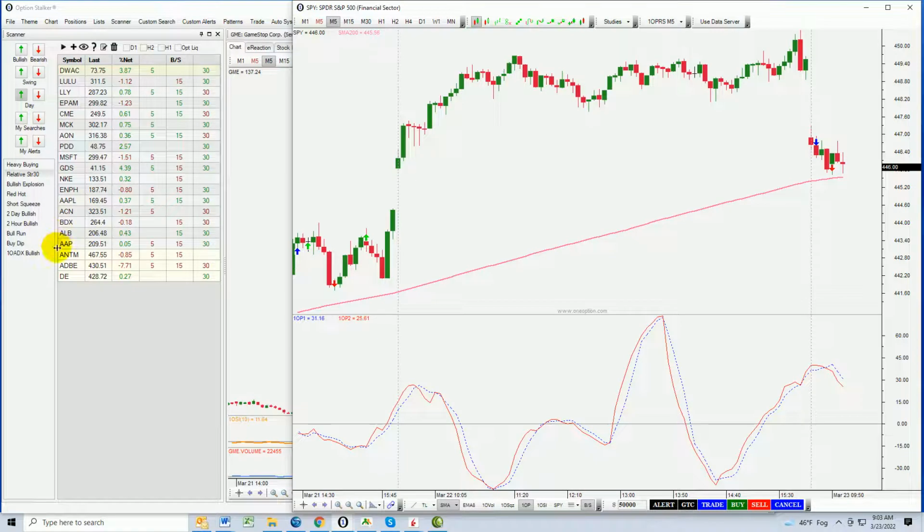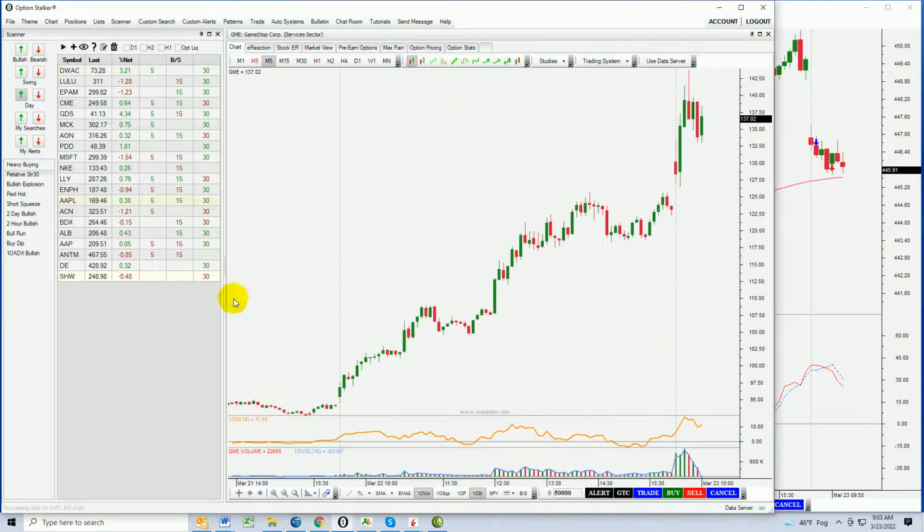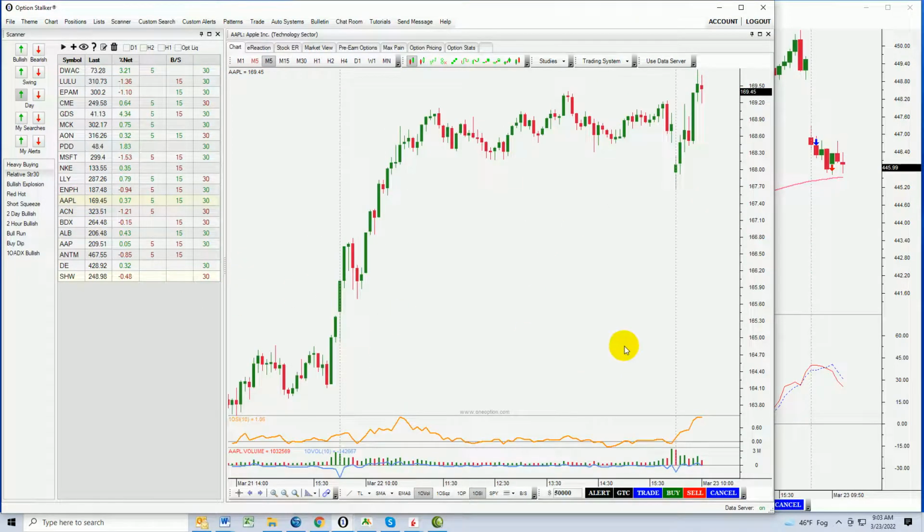So I'm going to go into my relative strength 30 list. I'm going to go right to Apple. Look, buy signal 5-minute, 15-minute, 30-minute. Buy signals across those early time frames when the market is what? Down. Well, let's take a look at that chart. Let's see what Apple's doing right now.